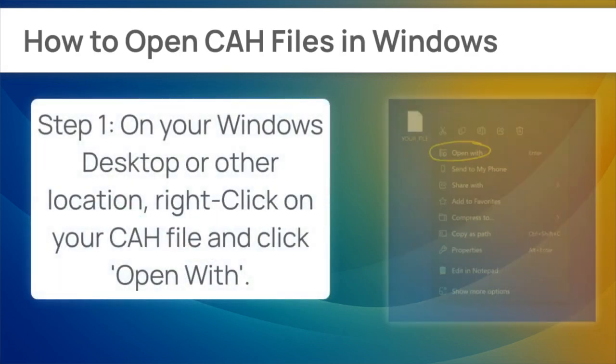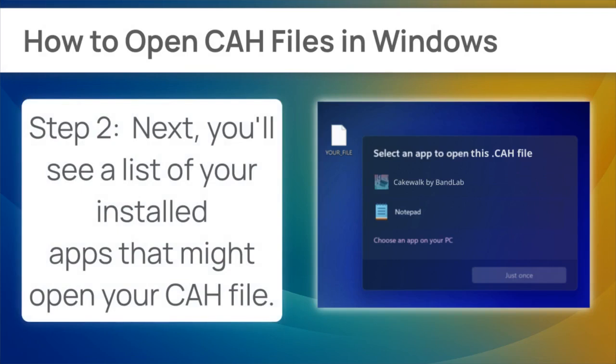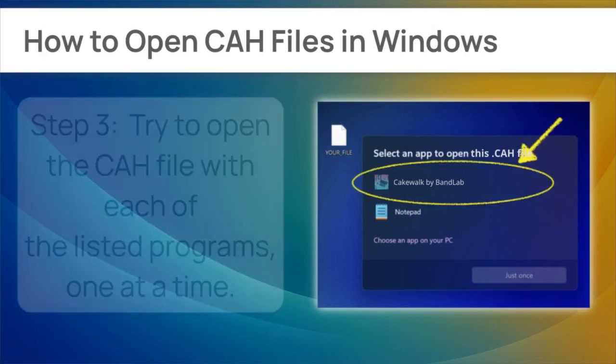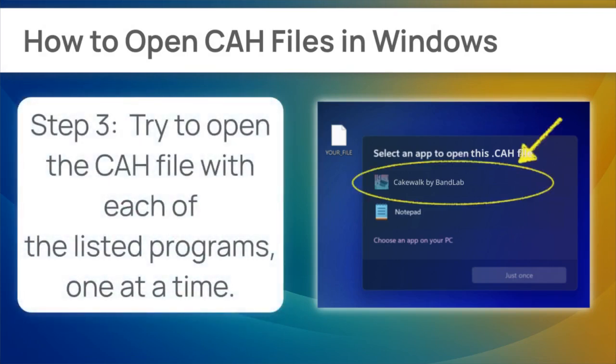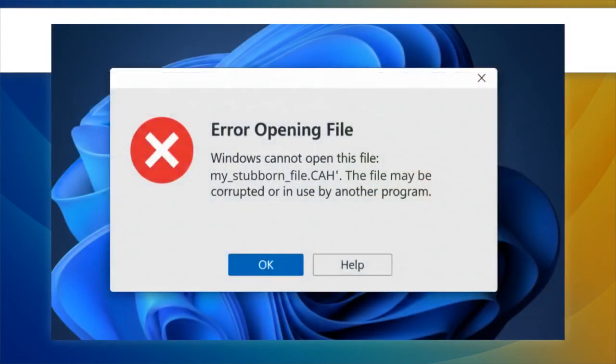Let's utilize the list of installed programs to find the match. Right-click your CAH file, then click Open With. Test Cakewalk by BandLab if you see it. If it fails, select the next program in sequence. Methodical testing is best. When your CAH file does not open, it is usually a small issue.